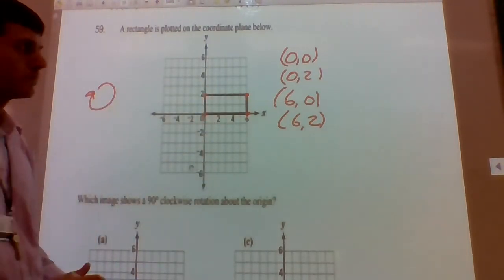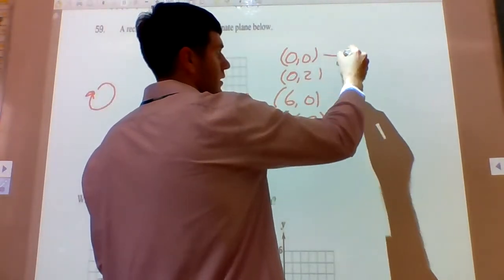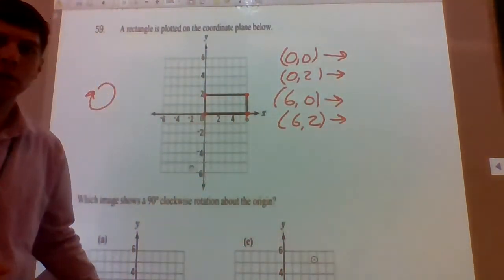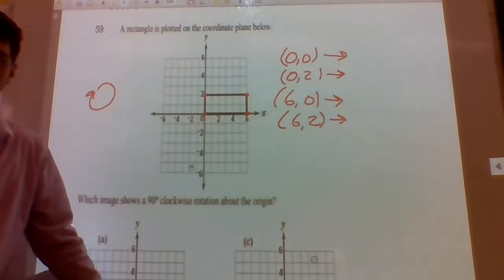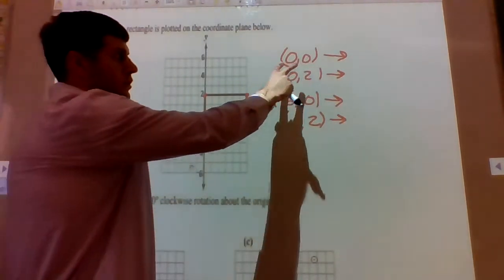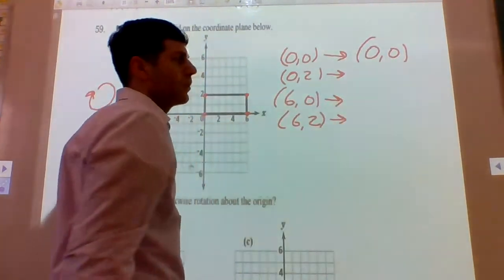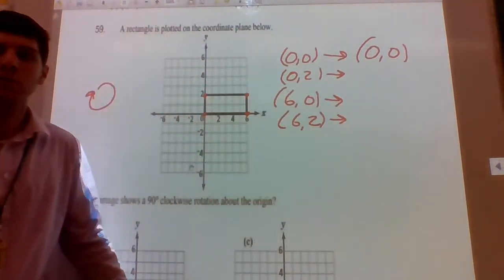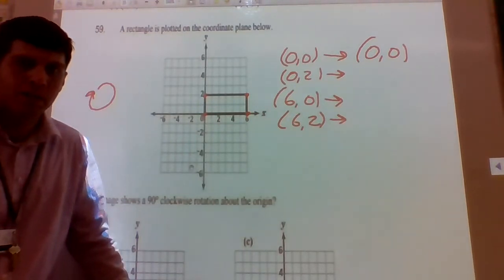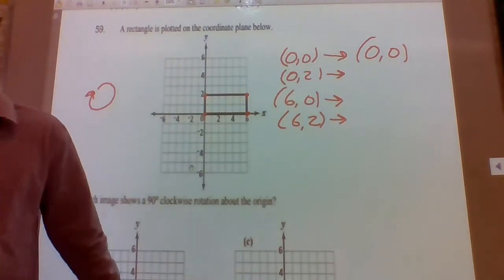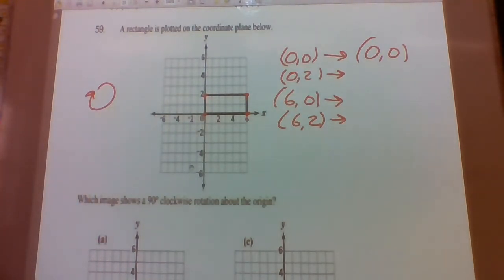Our rule is to do 2 steps for a 90-degree rotation. One is just flip the numbers, switch the coordinates. Then look at where the coordinates are and see what the signs are going to be. So (0, 0), we flip them, so it's going to stay (0, 0). Signs are not going to matter.